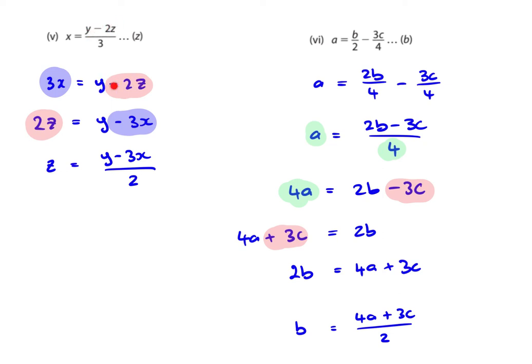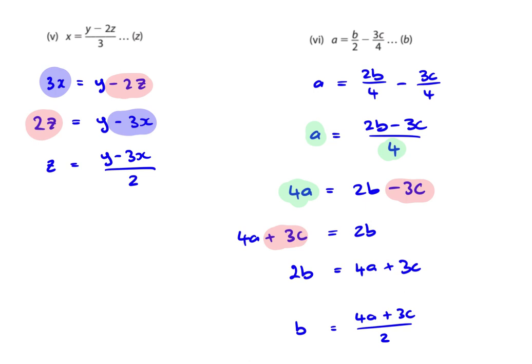y minus 2z. Okay, they want to make z the subject, so we need to get all the z's to the right-hand side. So bring that negative 2z to the right-hand side, and it turns into a positive 2z. Your y stays where it is. Your 3x comes from the left-hand side over to the right-hand side, and it turns from a positive 3x to a negative 3x. We now have a linear equation with 2z equals y minus 3x. In order to get z by itself, we divide the left-hand side by 2 and we're left with just z. If we divide the right-hand side by 2, we'll get y minus 3x all divided by 2. So that one there was actually a little bit more straightforward.